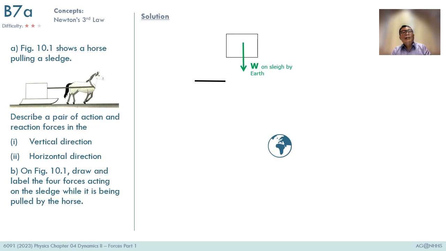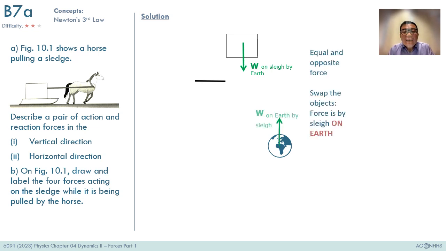And the second step in finding pair forces is to always just reverse the arrow. So it's an upwards arrow, equal and opposite force, and swap the objects. Just now on the sleigh itself, the label is weight on sleigh by Earth. We just need to swap the order of these objects, and the pair force is therefore now weight on Earth by sleigh. So there you go. We have now figured out one pair of forces.